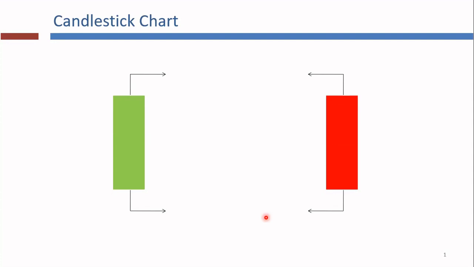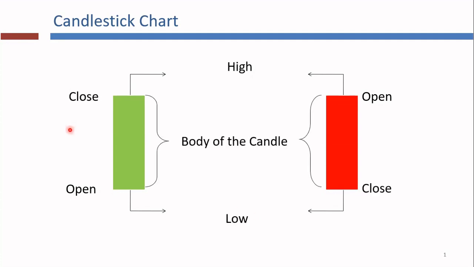Every candle is built on 4 data points, namely open, high, low, and close. The distance between open to close is known as the body of the candle. In case the closing price is greater than the opening price, the body is green, or in case the closing price is less than the opening price, the body is red.